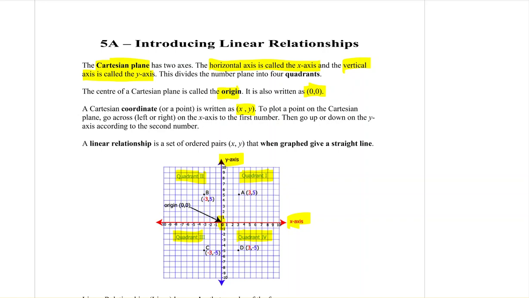To plot a point on the Cartesian plane, you start by going left or right from the origin, depending if it's negative you go to the left, if it's positive you go to the right. So you do the x-axis first, and then you go up or down for the y value. And then it says here, a linear relationship is a set of ordered pairs. When the graph is drawn, it gives a straight line.